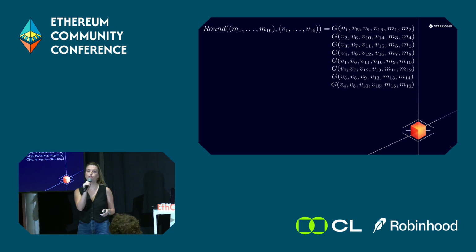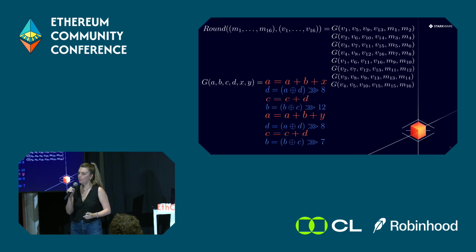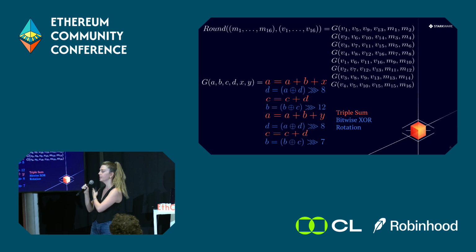What's going on in every round? The round function is just calling the G function 8 times, every time on a different subset of words from the input. So for example, in the first call, it's going to be on v1, v5, v9. You can read it, it's not interesting. Where most of the logic happens is the G function. G takes as input 6 words and modifies in place the first 4, using 2 functions, that's it: triple sum and bitwise XOR rotation.